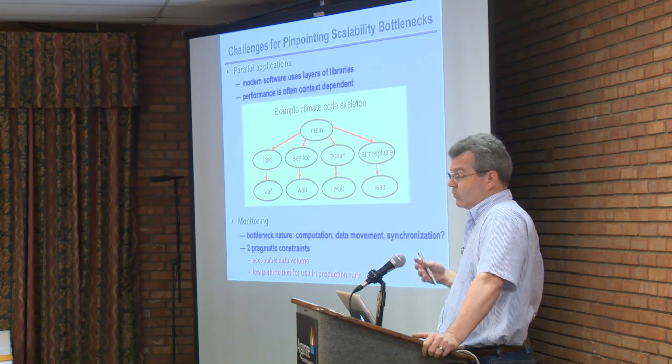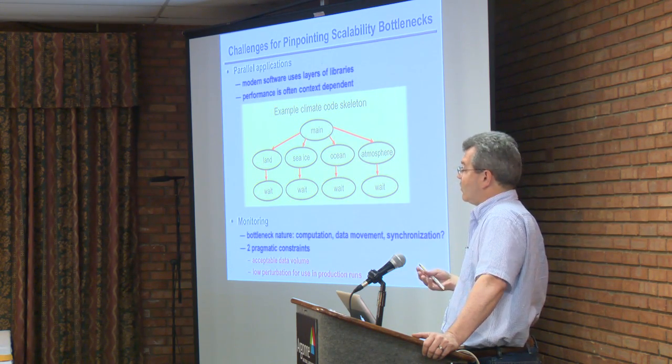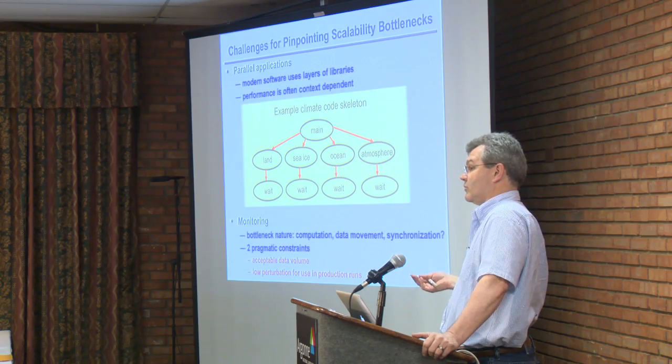Finally, when we're monitoring, we don't have any idea what the bottleneck is. The bottleneck could be computation, it could be data movement, it could be synchronization. So we are monitoring in a way that's independent of what we're actually measuring. The constraints are that we want to collect only a modest amount of data volume, and we don't want to introduce too much perturbation in production runs. By using sampling-based performance measurement, we can have low data volume, and by controlling the sampling frequency, we can have low perturbation.